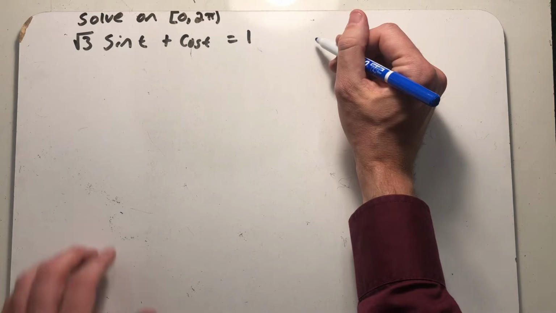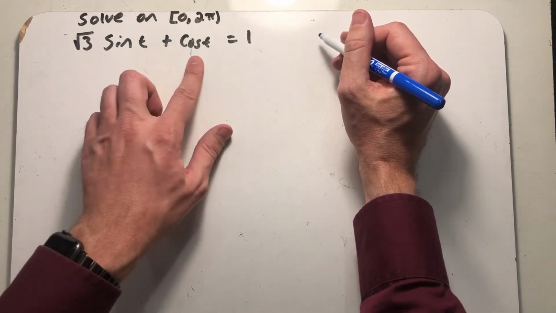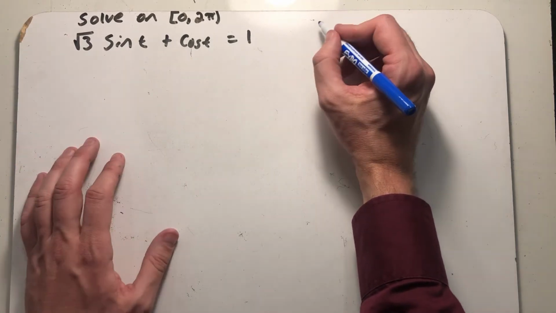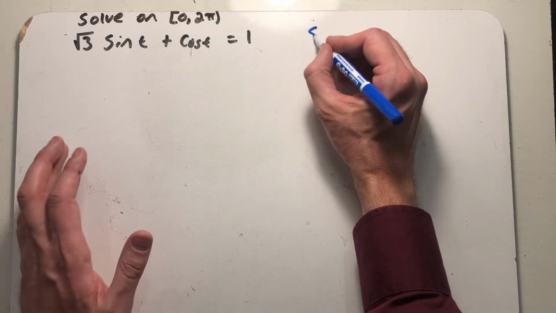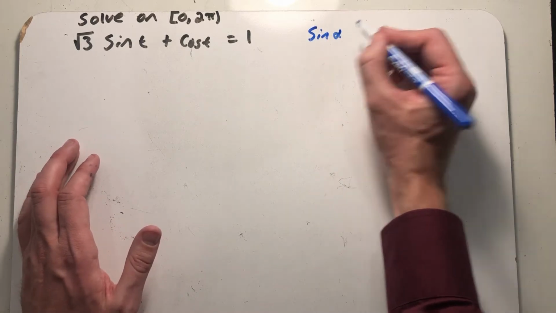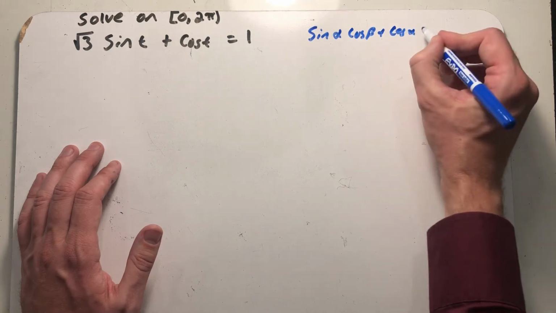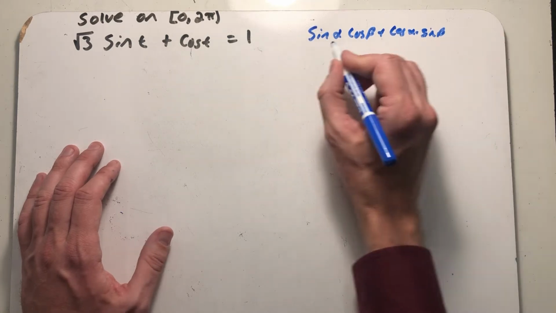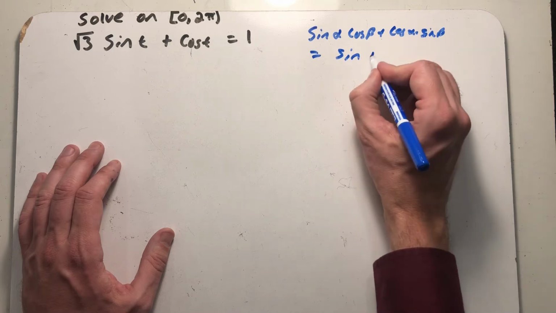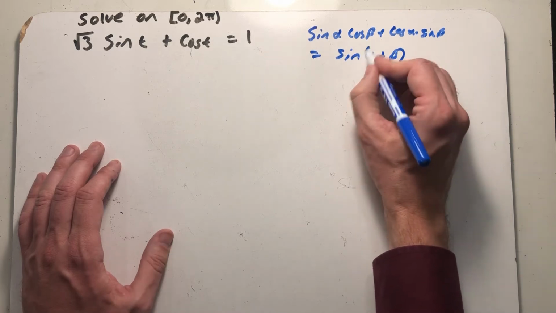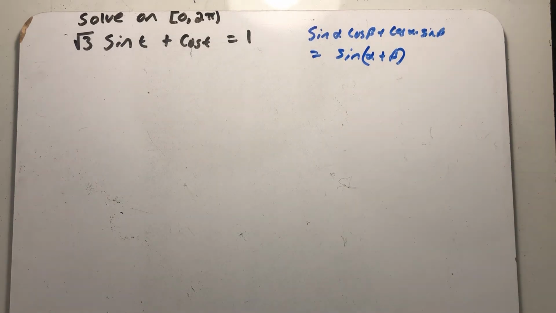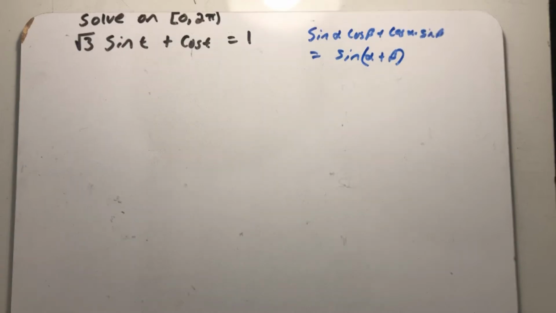So what I'm thinking is I have sine times something plus cosine, well, right now times 1. And see, that makes me think of sine of alpha times the cosine of beta plus the cosine of alpha times the sine of beta, being the sine of alpha plus beta. I'm going to try to use this sum formula for sine to solve this equation.